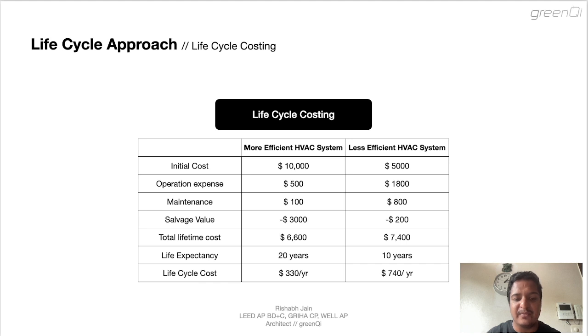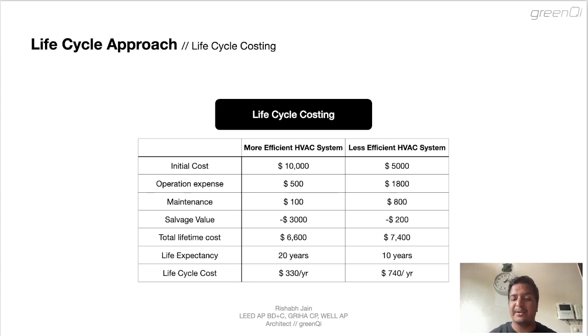We have two options of the system in which the initial cost of the first system is almost double that of the second one, but when we club all the parameters of its operation over the span of the expected life, the running cost of the first system is half that of the second one. It would be wise to opt for the first system even though it costs double initially, because in the longer run it will help you save a lot of money. This is what life cycle costing is all about.